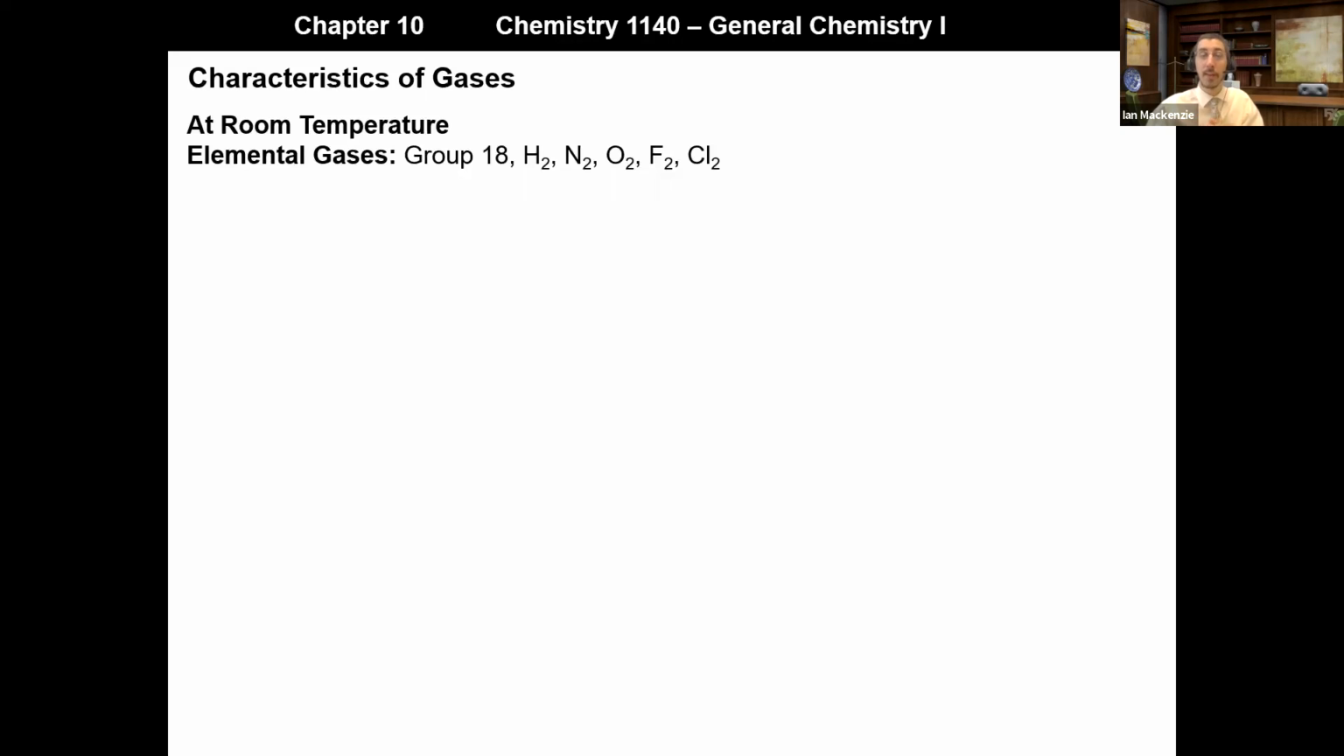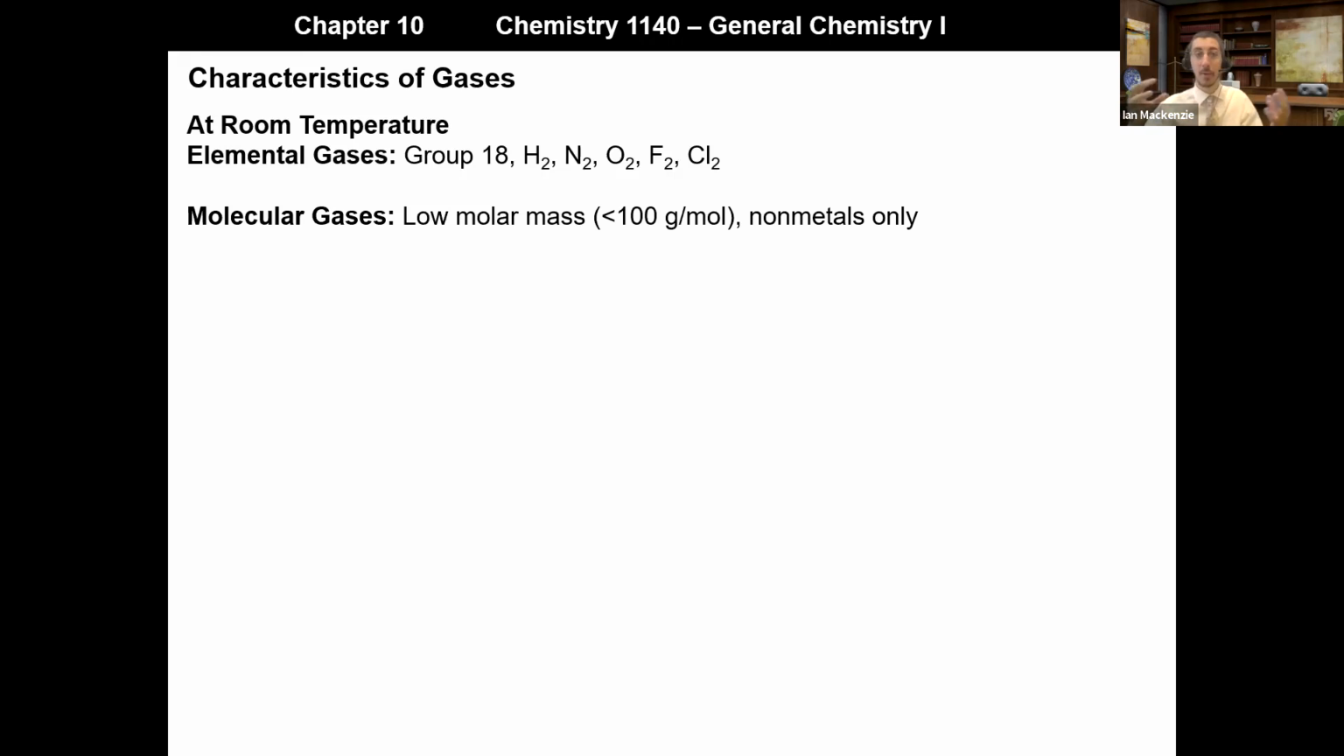So all of the noble gases in group 18. There's also hydrogen, nitrogen, oxygen, fluorine, and chlorine, all diatomic and all gases at room temperature. However, beyond that, there are no gases that are just in their elemental form at room temperature. But there are a whole host of molecular gases.